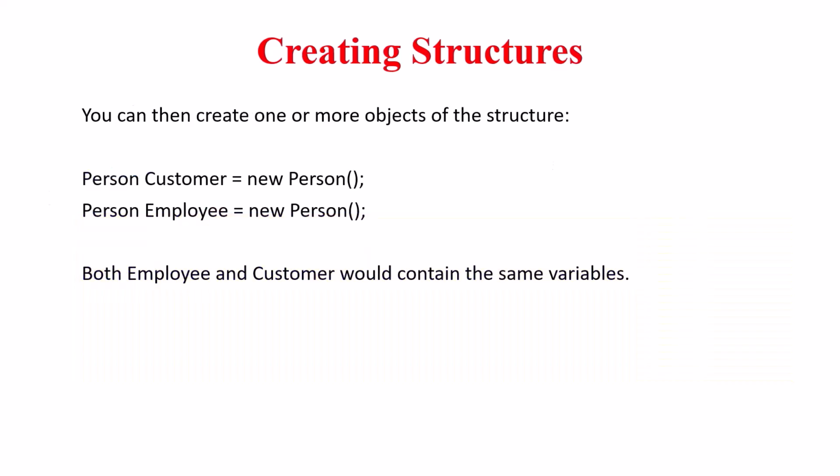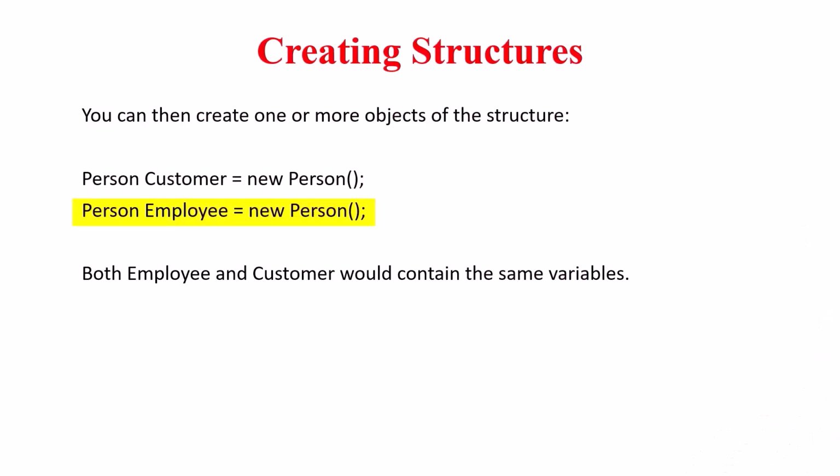Now, once we have this structure created, we've got some consistency there. So we can then create one or more objects of the structure. For example, I can take person and I can create a customer equals new person. So we have a customer then that will contain the same variables as the person structure. I can also create an employee structure using the same variables as the person structure. So you're creating identical things there. Both employee and customer would contain the same variables.